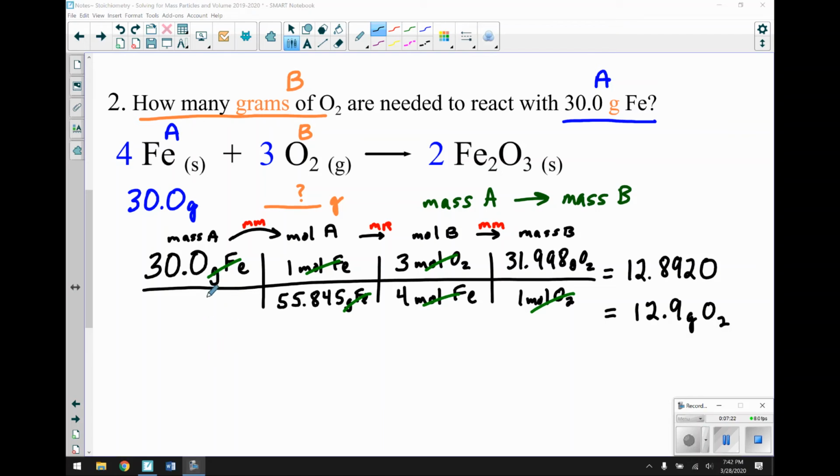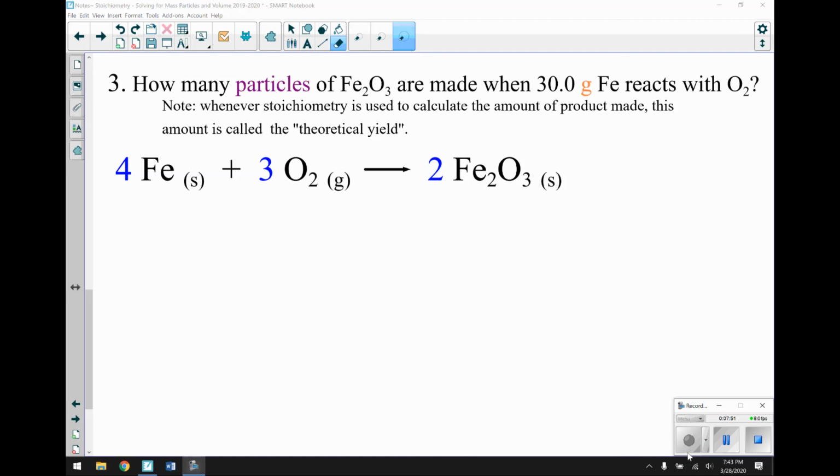Let's do a quick rundown of that problem once more. So we started out with mass of A. We used the molar mass of A to convert to moles of A. Then we used the mole ratio to go from moles of A to moles of B. Once we had moles of B, when we wanted to calculate mass of B, we used the molar mass of B to get to our final answer, 12.9 grams of oxygen. Sweet.